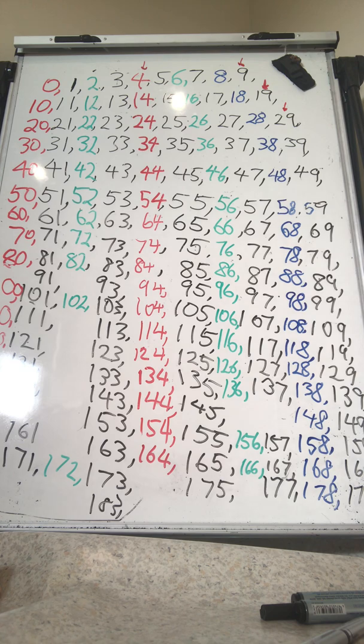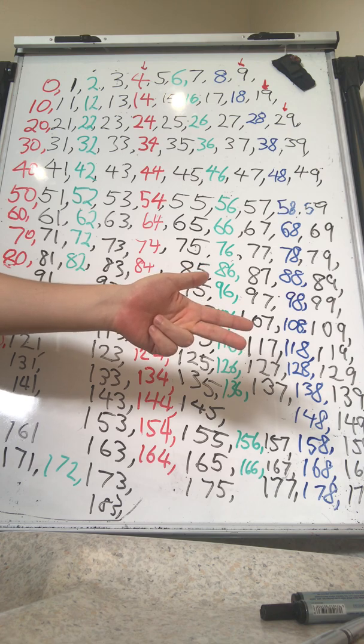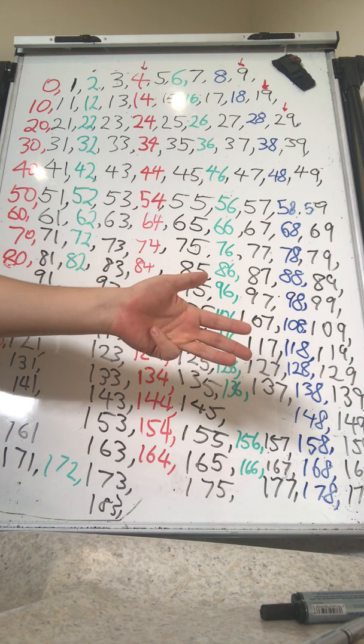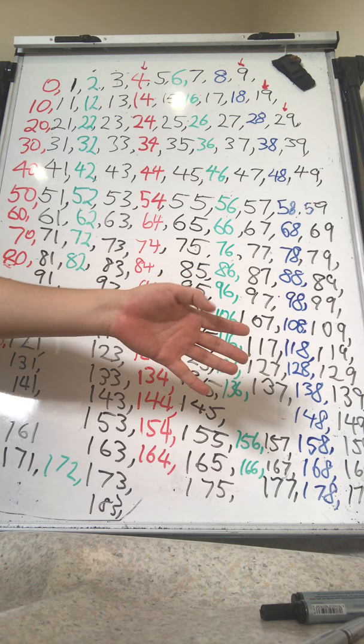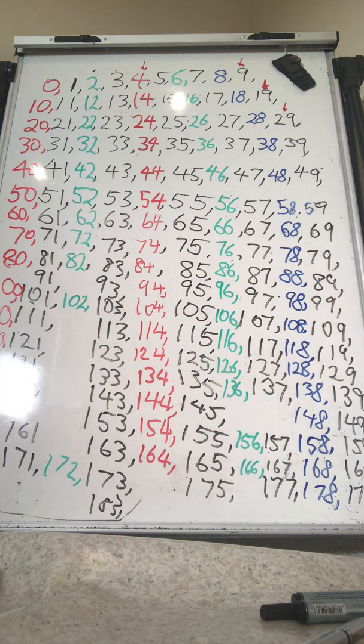7 times 8 is 56. So now 57, 58, 59, 60, 61, 62, 63, 64. So what's 64? It is 8 times 8. Yeah, 8 times 8 is 64.